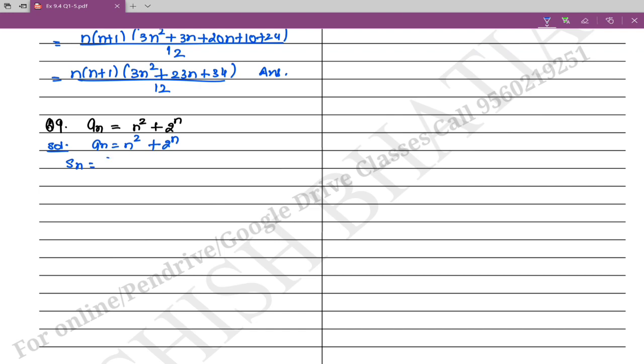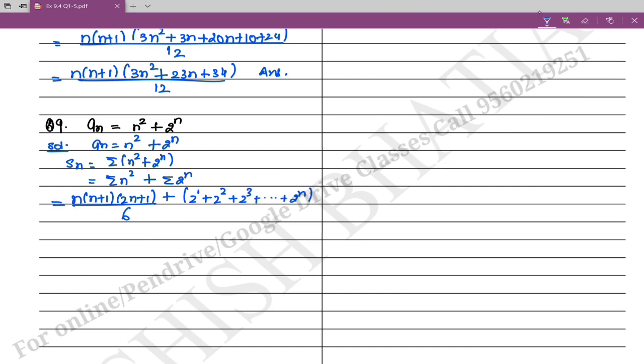Sn would be the summation of n square plus 2 raised to power n, which will be the summation of n square plus the summation of 2 raised to power n. Now look carefully. The summation of n square, we know, is given by n into n plus 1 into 2n plus 1 by 6. Now the summation of 2 raised to power n would be 2 raised to power 1 plus 2 raised to power 2 plus 2 raised to power 3 and so on till 2 raised to power n.